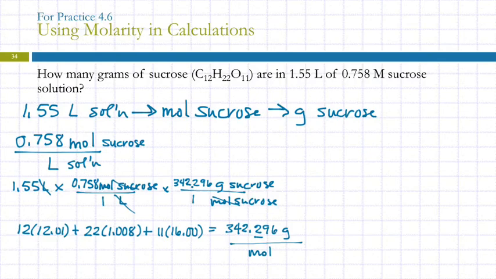So 1.55 times 0.758 times 342.296. Smallest number of sig figs is 3, so 402.16. And we round that, we get 402 grams of sucrose.